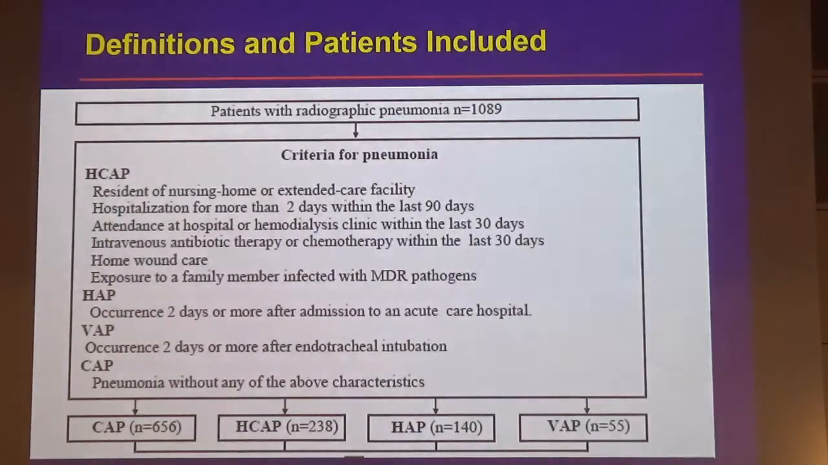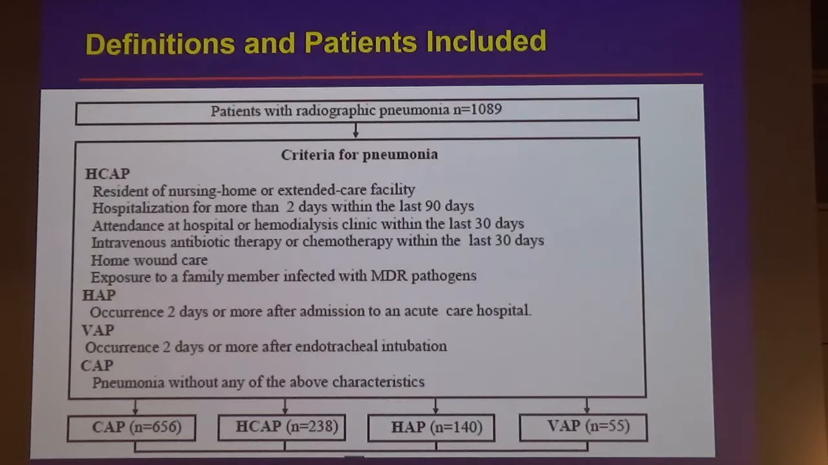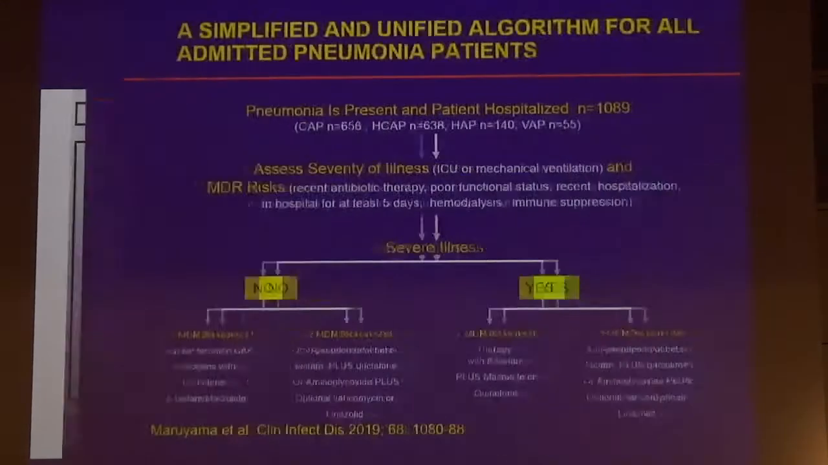The population that we looked at is shown here. We had 650 patients with HCAP, which is defined as shown. We had 238 patients with healthcare-associated pneumonia, 140 with hospital-acquired pneumonia, and 55 with ventilator-associated pneumonia. So the majority had CAP and HCAP, but we included in this algorithm patients with nosocomial pneumonia.